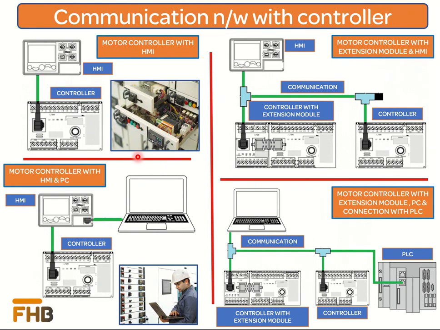In addition, a laptop can also be connected to the HMI using the communication cable for monitoring and control from the laptop. If required, several controllers can be connected using the communication network as shown here. Motor controllers can also be connected to the central PLC to become part of the central control and monitoring system. As we have discussed earlier, a wide choice of communication protocols is available for these network connections.